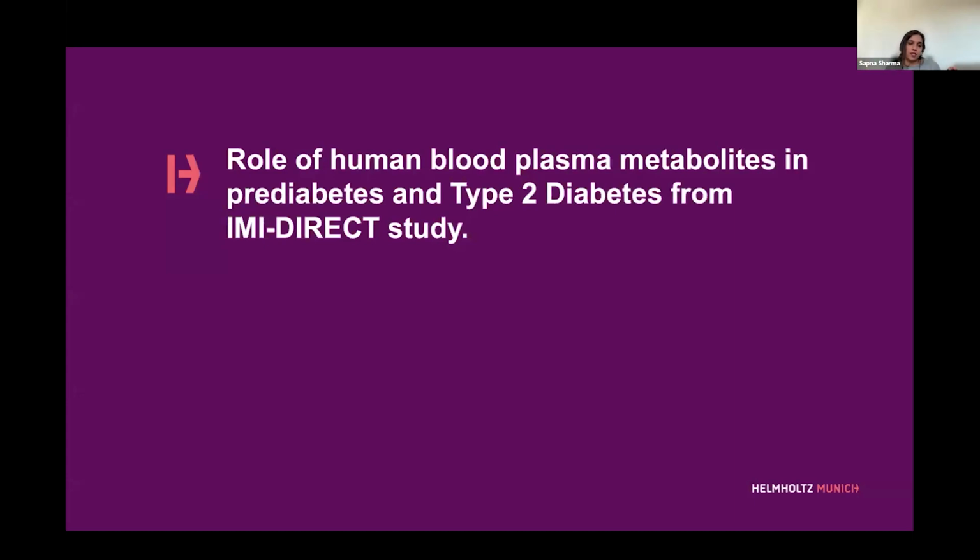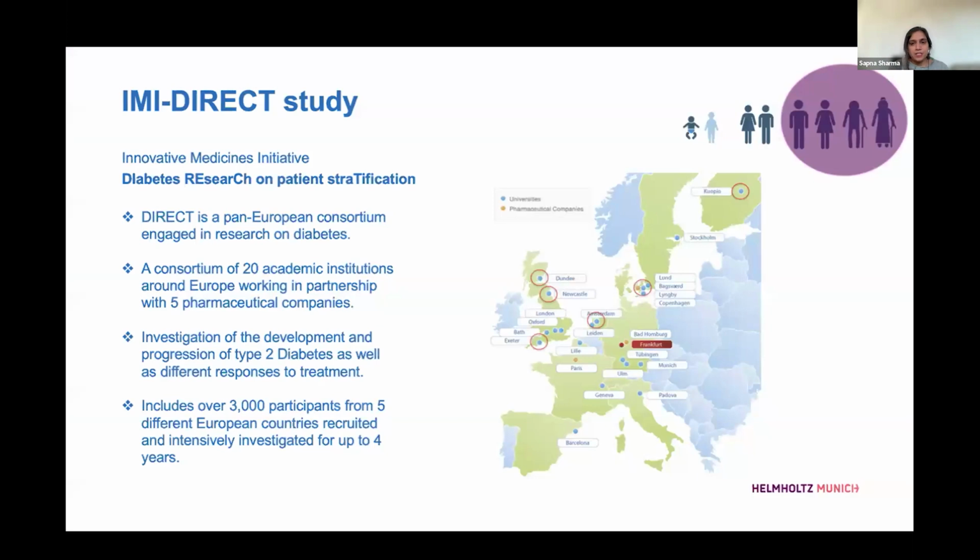But let me give you one example from our IMI-direct projects, where I would like to show you how exactly we come to such conclusions that I have shown so far. In IMI-direct, our objective is to look for early metabolic markers, especially in pre-diabetics and diabetics. As you can see, the whole of Europe is covered. It's a pan-European consortium. Around 3,000 subjects were recruited, and for these we have the data.